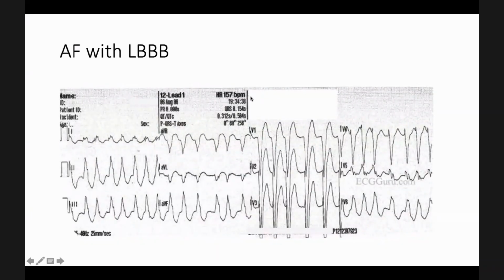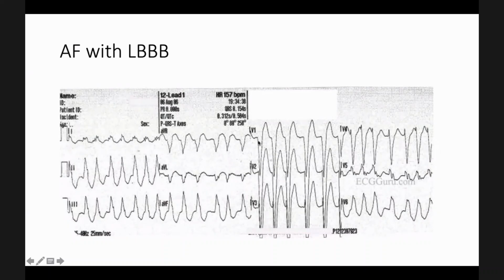So this is the left. I told you when it is irregular, sometimes the broad complex is atrial fibrillation associated with left bundle branch block or right bundle branch block. So this is atrial fibrillation with left bundle branch block. So how do you diagnose? Because the RR interval, you can see, is irregular, but the patient has a deep S and the broad QRS as well.